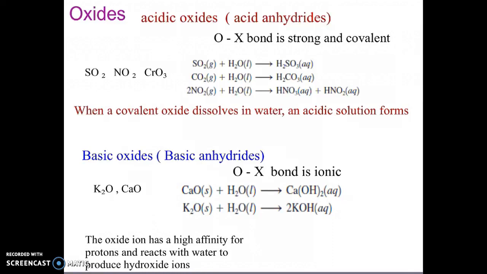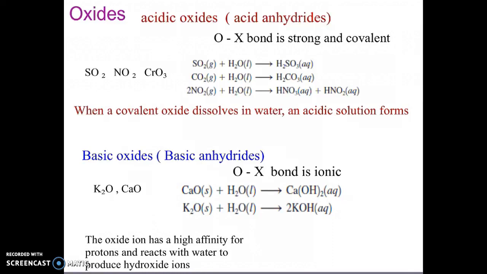The O-X bond, where that X could be any of those, okay? So it could be the sulfur, the nitrogen, the chromate. That bond is strong and covalent. So since it's strong and covalent, when an oxide dissolves in water, an acid solution will form, and depending on what the anion is, typically it will be a weak acid, but there are some exceptions like HNO3, of course, which is a strong acid. So just kind of take a look at that.